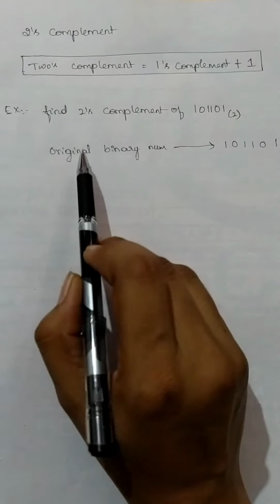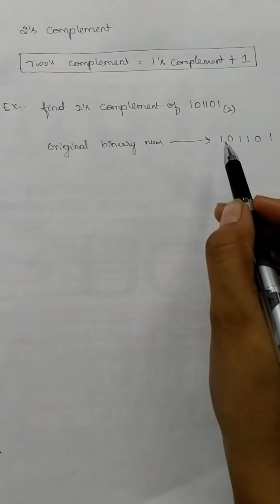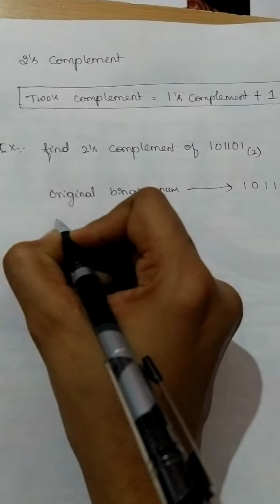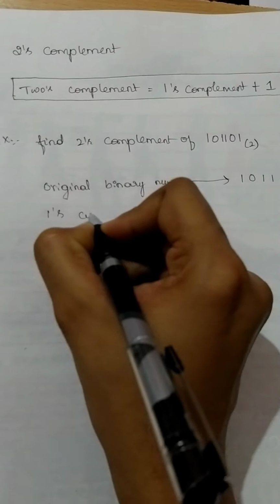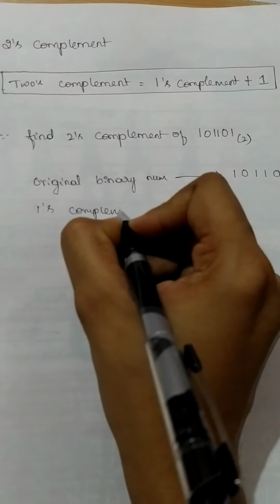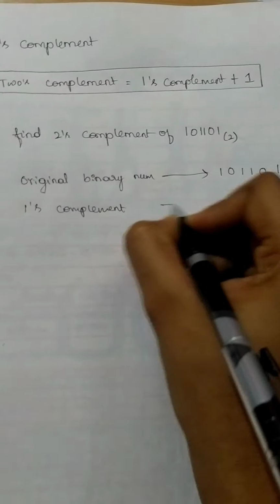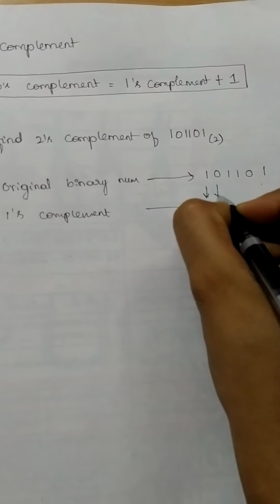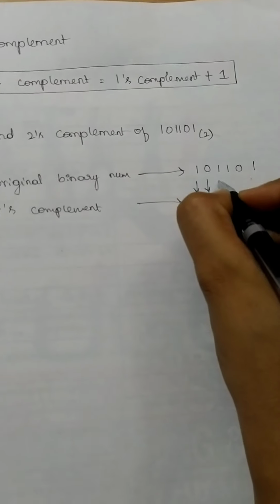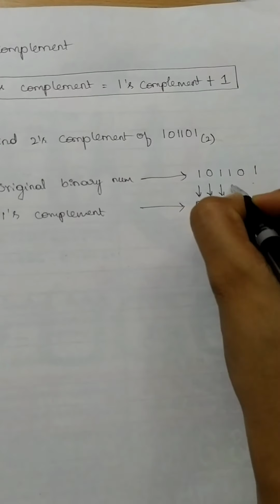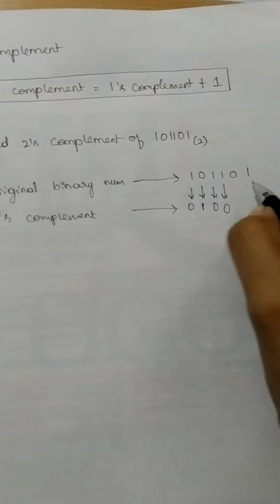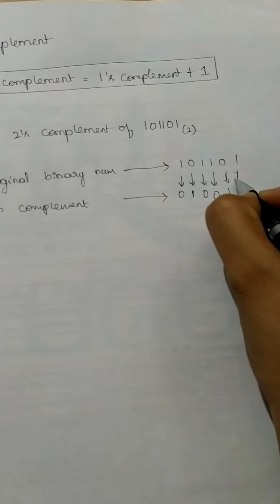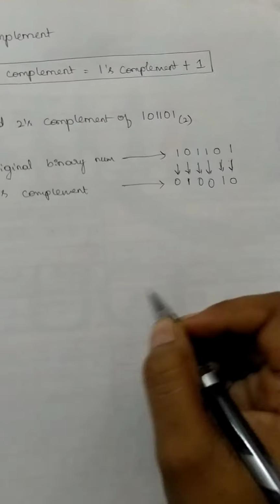First we write the binary number that is given. Then we need to find the ones complement for the given binary. Ones complement we have to find first. So 1 will be converted to 0, then 0 will be converted to 1, this 1 will be converted to 0, again this 1 will be converted to 0, this 0 will be converted to 1, and this 1 is converted to 0.